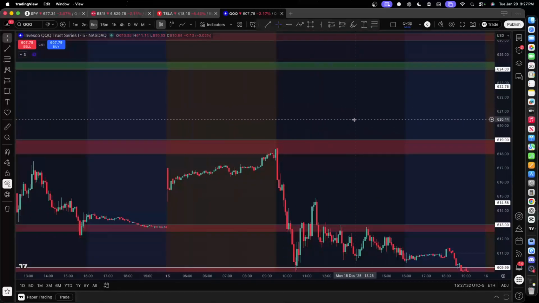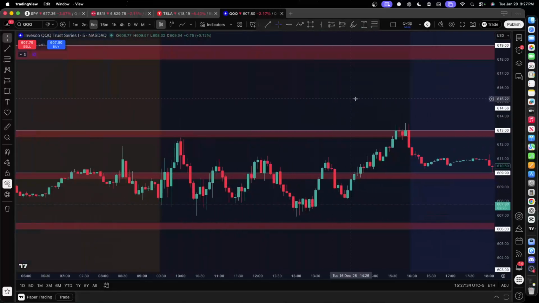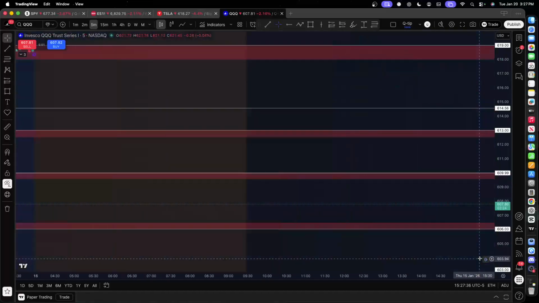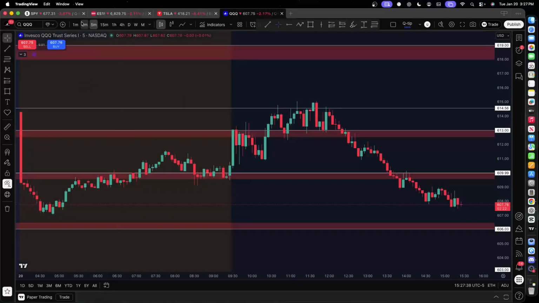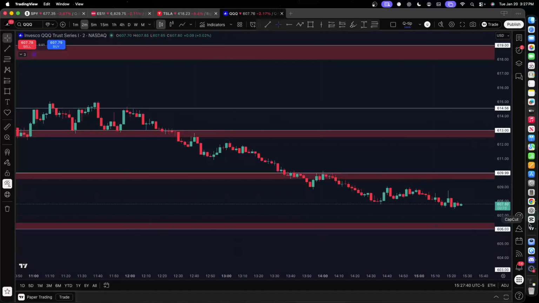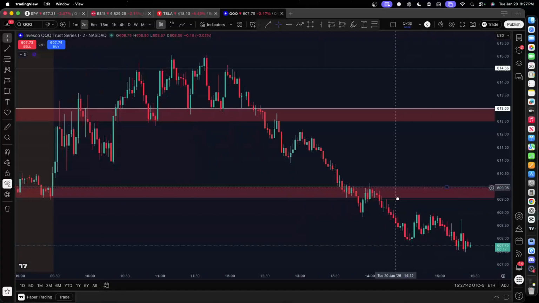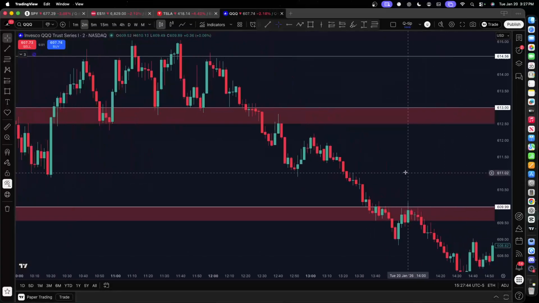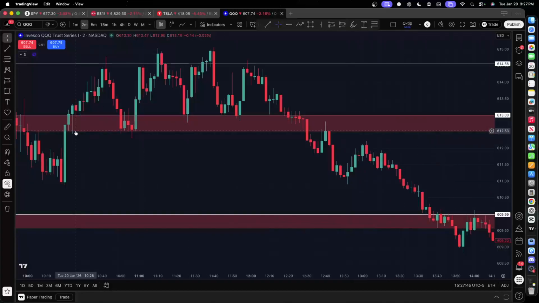Now, to enter, some of the things I want to go over, and we'll go back to today. Let's go 2 minute. I like the 2 minute with the supply and demand. I don't know why. Personal preference. You can do it on the 1 minute. So look right here. We can see low, low, low, low, low. We break through the lows.